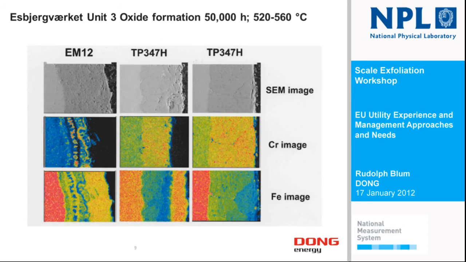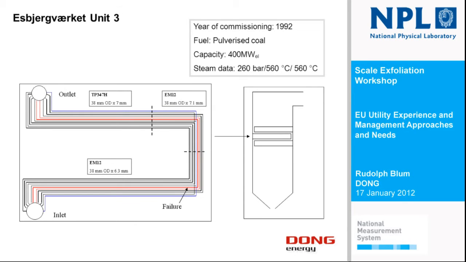And just to show you some interesting pictures, this is a typical example of samples cut of the material. The EM12 has a wonderful double layer oxide, and here you see the chrome image. You only have chrome here. The top layer is pure iron oxide, and here you have the iron image. You have the same image as top.